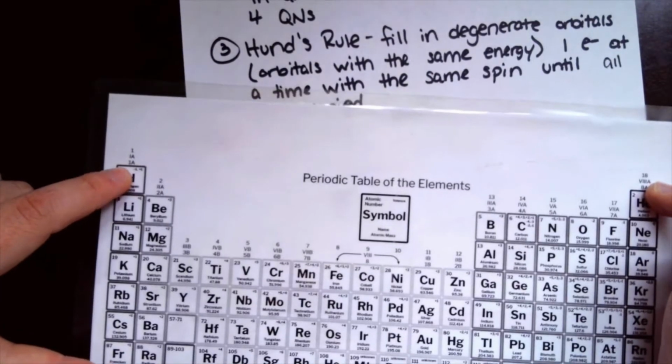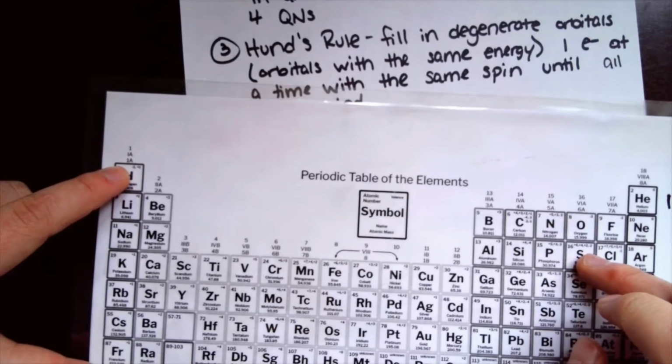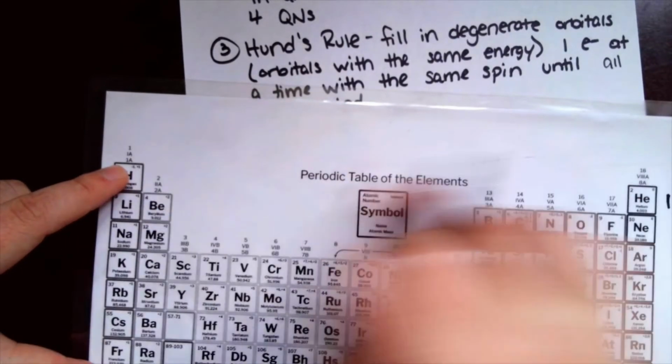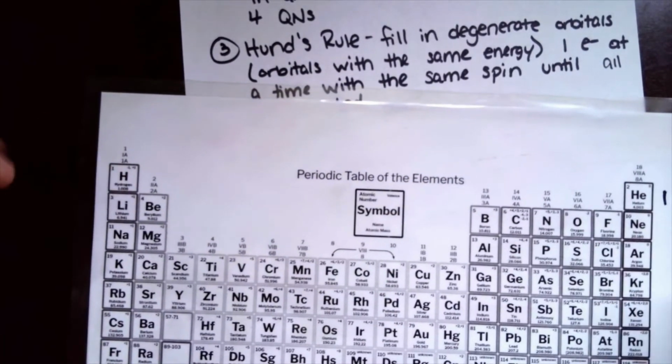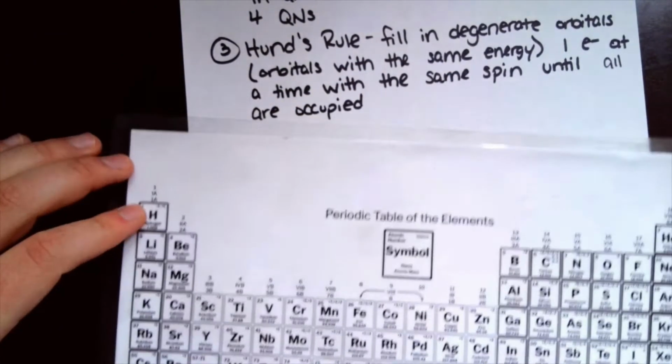We just keep going until we get to the element that we are looking for. We just assume every one of these is occupied. Right? It's not really an assumption, but they're both occupied. So there are 2 electrons there.